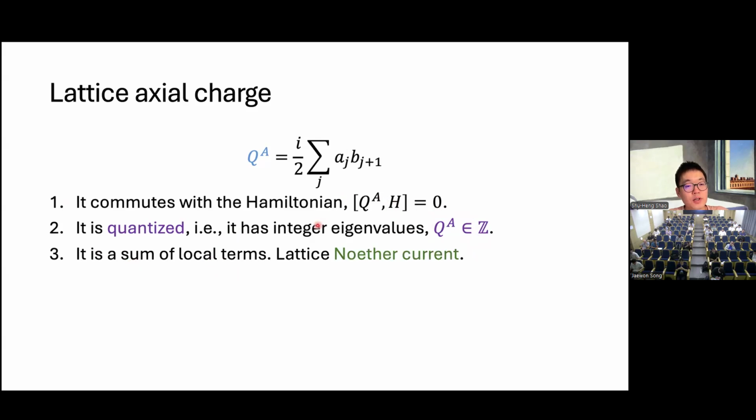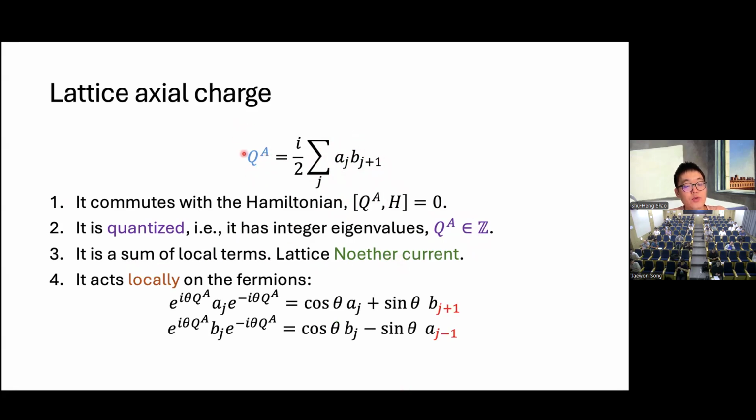Third, it's a sum of local terms. By local, I mean finite range. So QA here is manifestly written as a sum of terms where each term only spans over two sites. And you can view the local terms here as the lattice version of the time component of the Noether current. If you have a U1 charge, the unitary operator is obtained by exponentiating this charge. So you write it as e to the i theta QA. And the way it acts on local operators is through this automorphism. So it maps the A Majorana fermion psi j to the right-hand side.